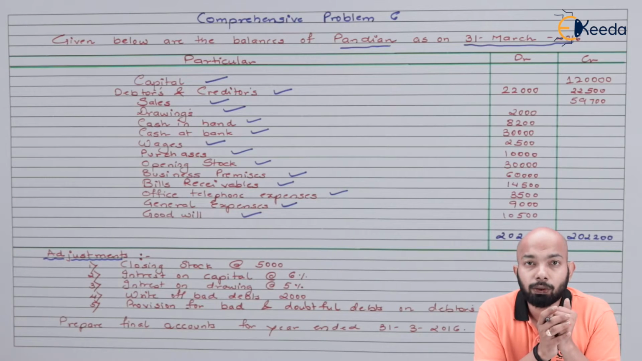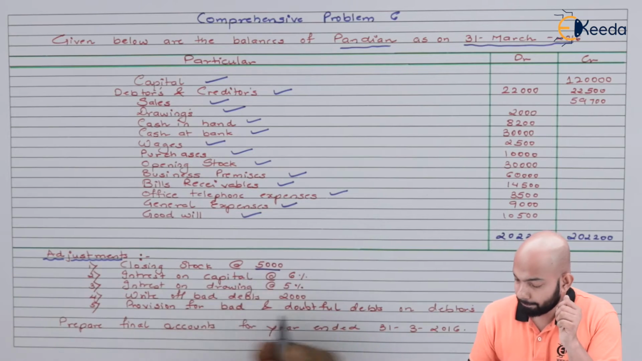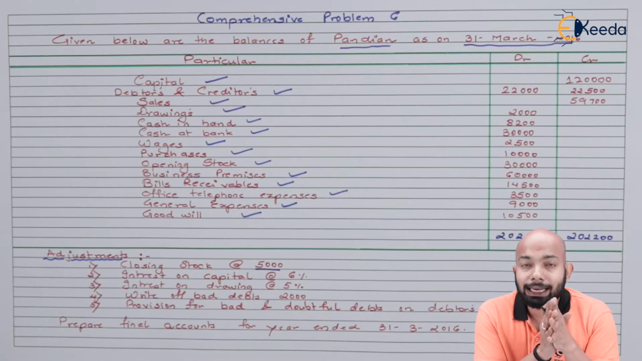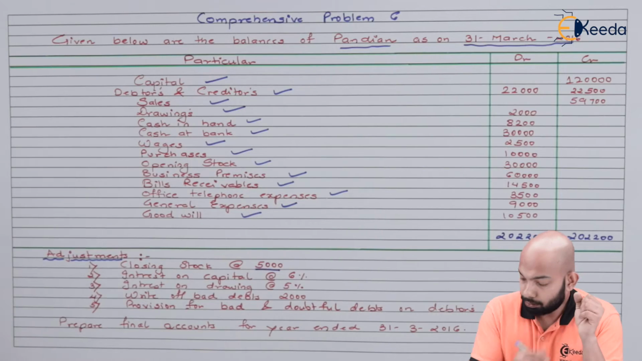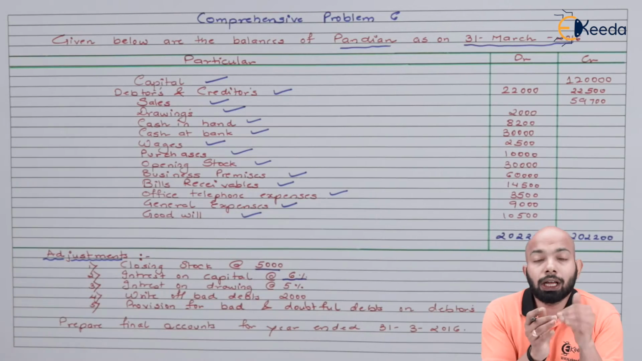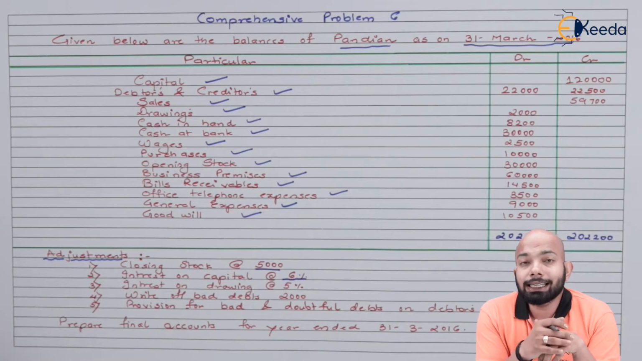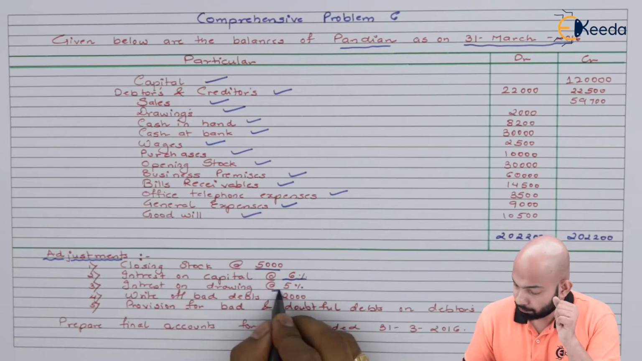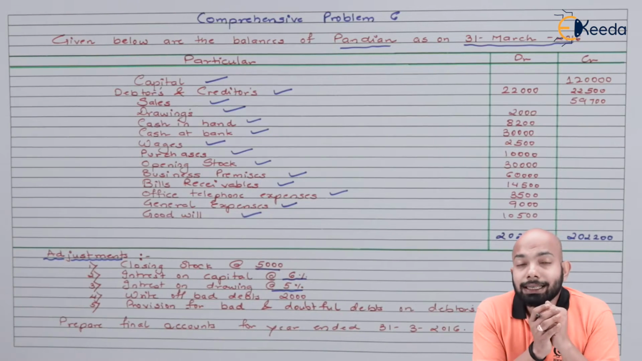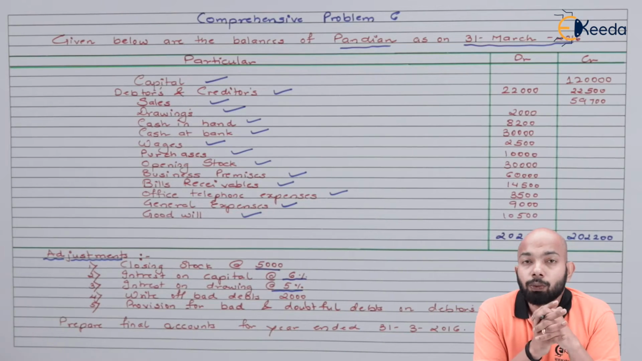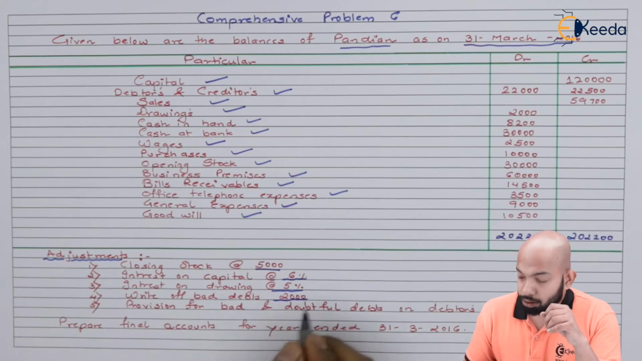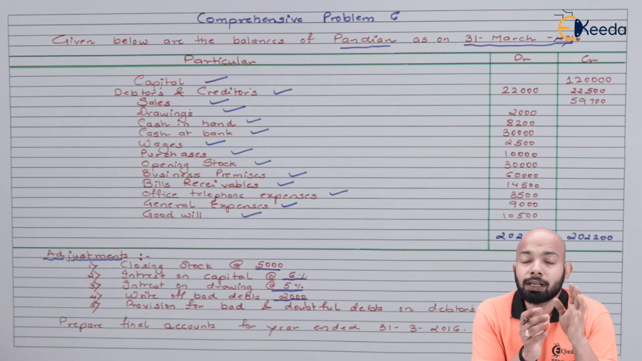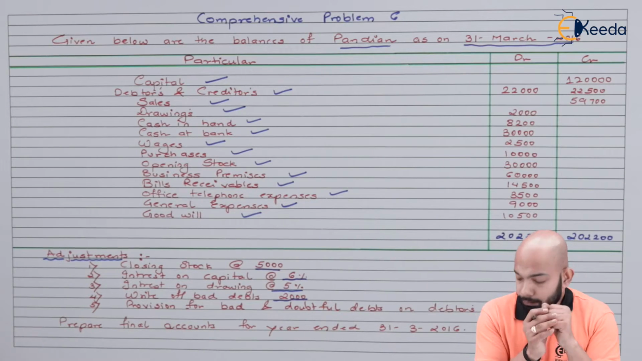Closing stock amounts to 5,000 here. Interest on capital is at the rate of 6%. That means it is an expense for us. On the other hand, the next adjustment refers to interest on drawings, which is 5%, again an income for us. The fourth adjustment refers to writing off of bad debts, and the amount has been clarified as 2,000 rupees. That means bad debts are supposed to be written off. It's an expense for us.